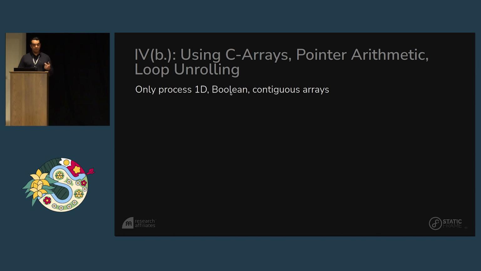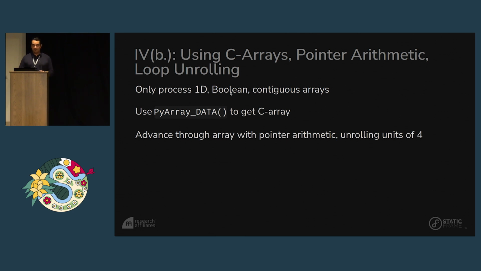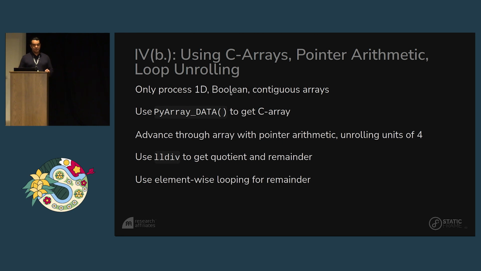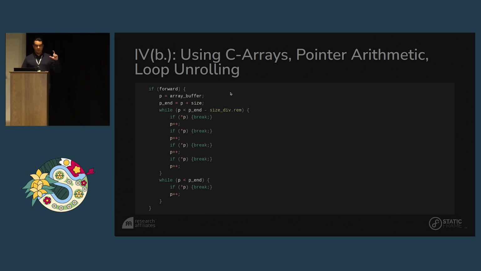So again, we're only going to process 1D Boolean contiguous arrays. We're going to use PyArray_DATA to get the underlying C array, and we're going to advance through our array with pointer arithmetic, unrolling in units of 4. We'll use lldiv to get the quotient and remainder, and that remainder will give us any additional element-wise looping we have to do. Okay, so I'm not going to show you the whole code for this, but I'm going to show you a key example of the forward iteration. So again, we're going to get our start and end pointers, and in our while loop, we're going to do less looping. We do less looping by just spelling out 4 operations. And this looks kind of silly, but you'll see it works. If we don't fit within a 4-size unit, we have that remainder, and then we need to do element-wise iteration.